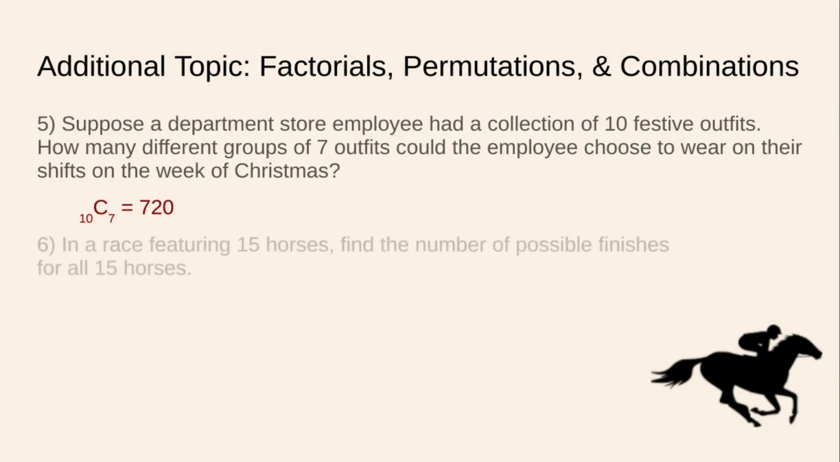Next problem. In a race featuring 15 horses, find the number of possible finishes for all 15 horses. Now, a finish in a horse race is the order in which the horses finish the race. So first place, second place, all the way to dead last. All right, so try this problem on your own. See how you do. Check your answer when you're done.